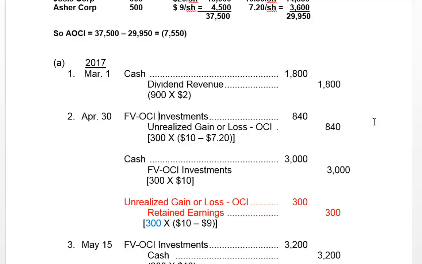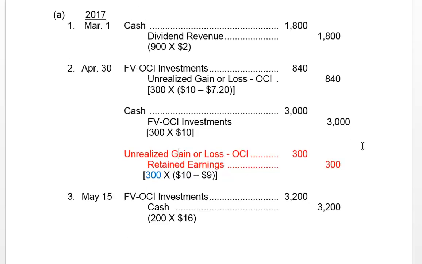Well, we're only dumping or selling not all 500, but just the 300 that we're holding of the 500. And we're selling them at $10 a share, right? So we're going to debit cash and credit our fair value through OCI investments for $3,000. Again, you're only doing these three steps only for the shares that you're selling. In this case, you had 500 shares of Asher, but you're keeping 200 because you're only selling 300.